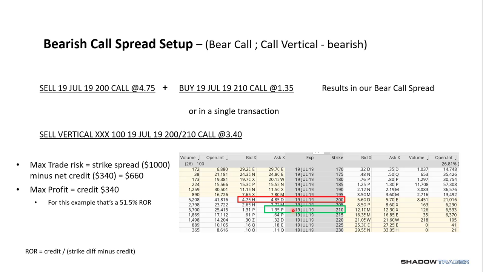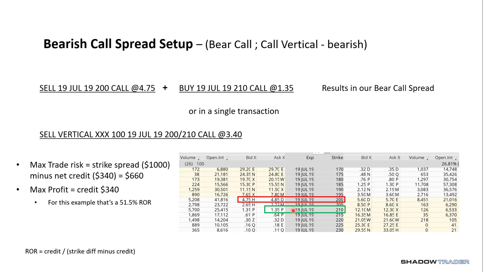So I get $4.75 for the sale. I have to expend $1.35 on the purchase. The net of this trade is a credit of $3.40. So I'm going to sell a vertical 200/210 call trade. The difference in the two strikes is my maximum risk. That's $10. That's $1,000. But I got $3.40 or $340 of credit by entering into this margined credit trade.